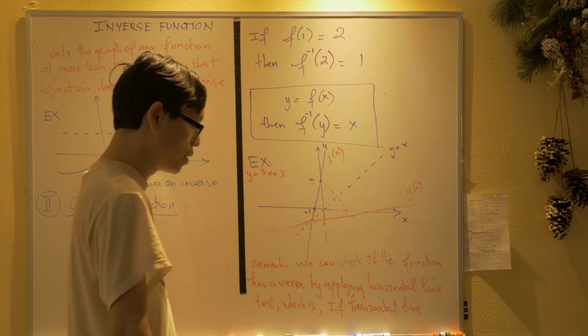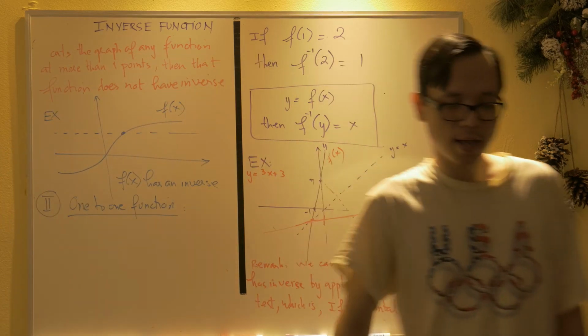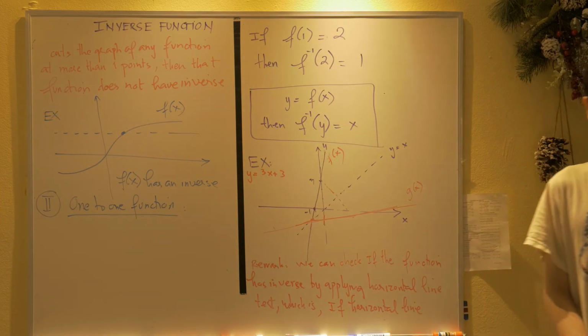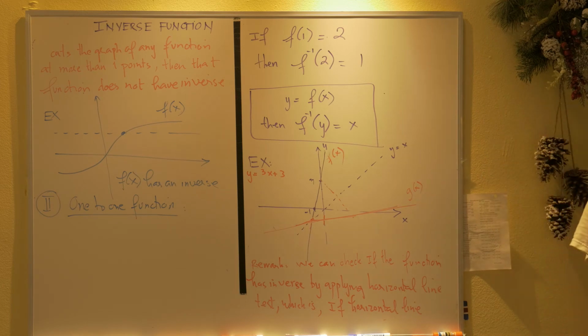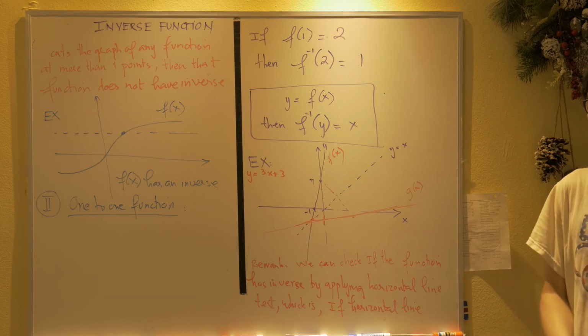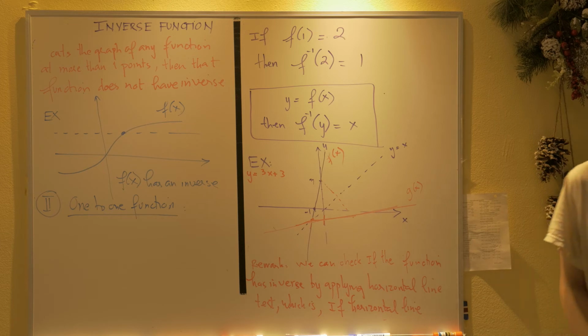Okay. What I mean over here is that if a function has an inverse, then first of all, it must be a one-to-one function. It must be one-to-one. If it's not one-to-one, we know right away that the function doesn't have an inverse.